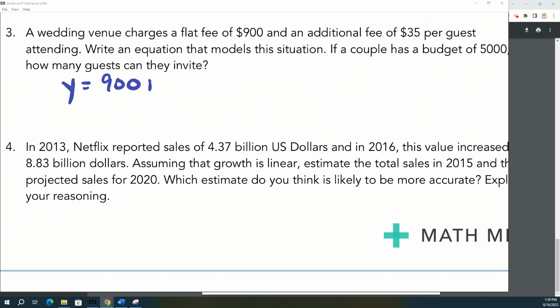The base price plus, not 35 cents, that'd be great, actually, $35 per guest. And you might put a little note to let X equal the number of guests.